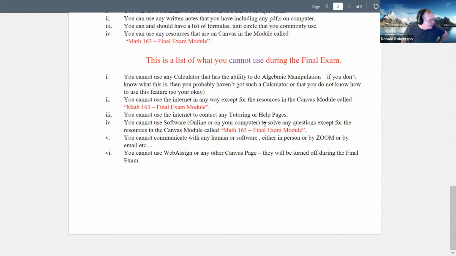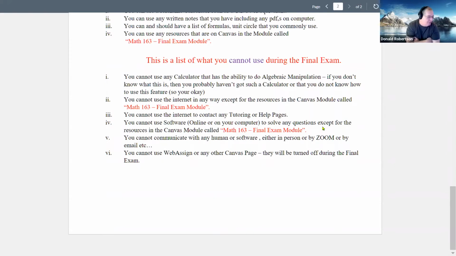You cannot use the internet in any way except what can be found in Canvas. So you are not allowed to do things like contacting tutoring or go to help pages or basically do anything. Just keep away from the internet, right? You cannot use online computer software, right? There is software online that will solve equations. There is software online that will do almost everything in the world.